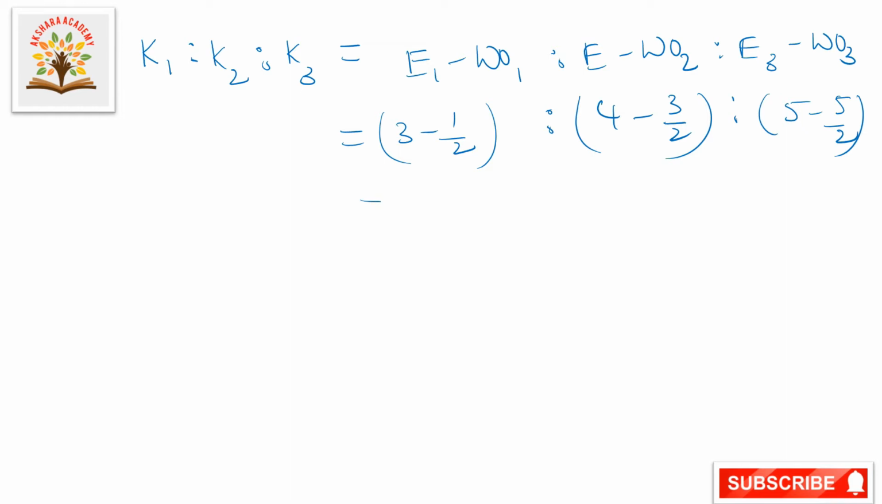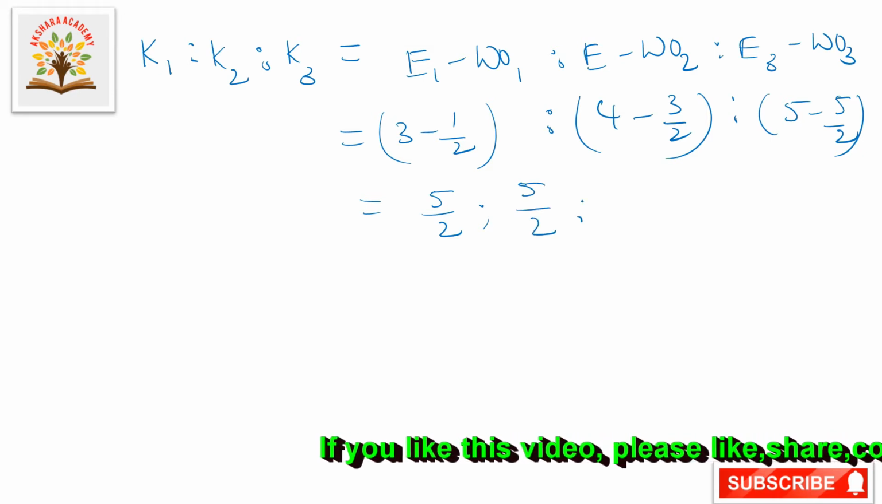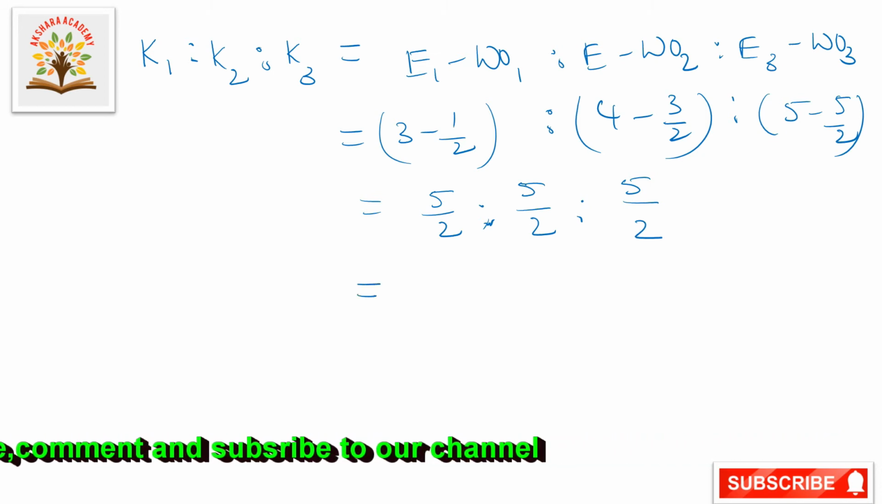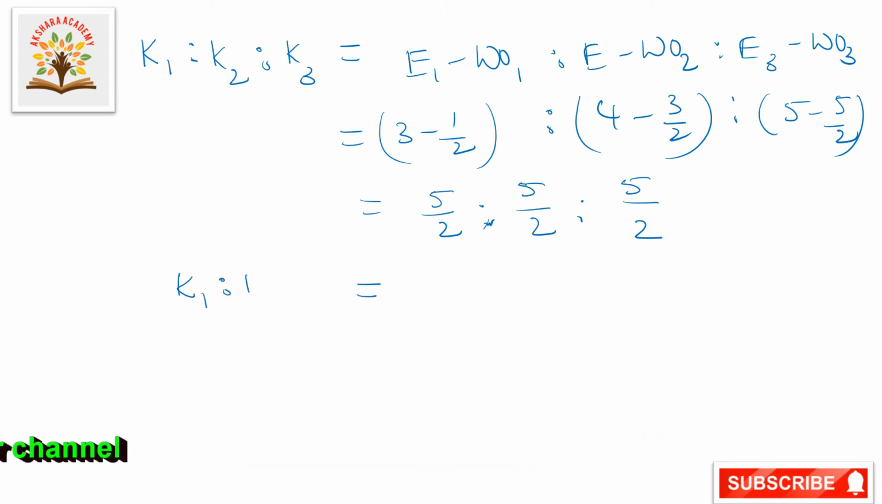3 twos are 6 minus 1, 5 by 2; is to 2 fours are 8 minus 3, 5 by 2; is to 2 fives are 10 minus 5, 5 by 2. So the ratio of kinetic energy K1 is to K2 is to K3 equals 1 is to 1 is to 1. Okay. Next we will go to the next one.